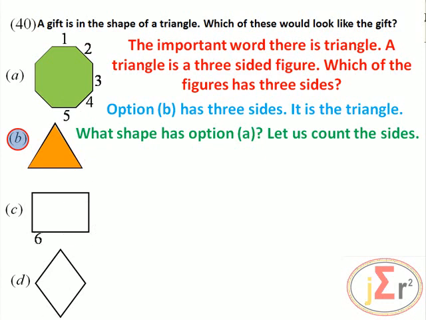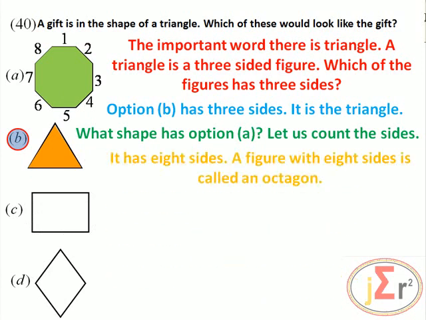3, 4, 5, 6, 7, 8. 8 sides. Jerry is correct. It is an octagon. It has 8 sides. A figure with 8 sides is called an octagon. Nice, Jerry. And what do we have there?